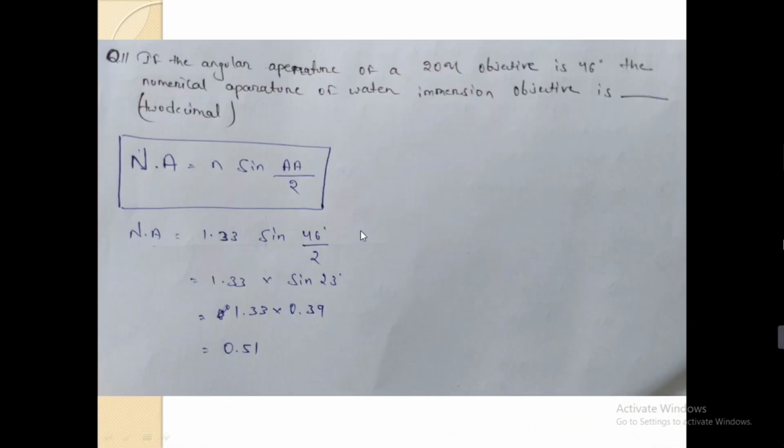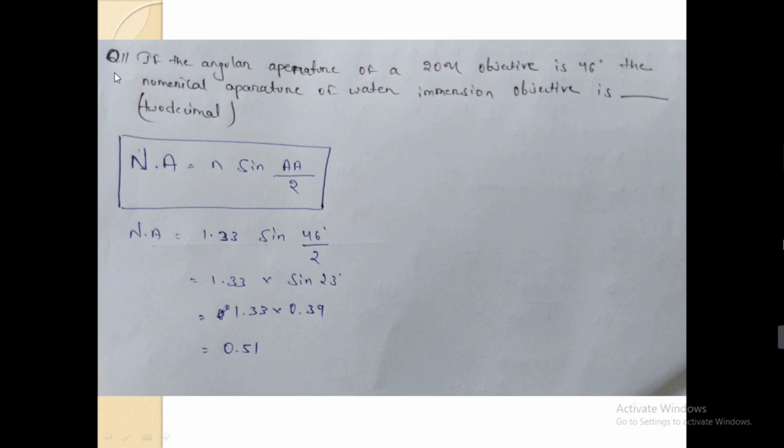Now, the next numerical is here. If the angular aperture of a 20x objective is 46 degree, the numerical aperture of water immersion objective is dash. आंसर पूछा गया है 2 डेसिमल में.